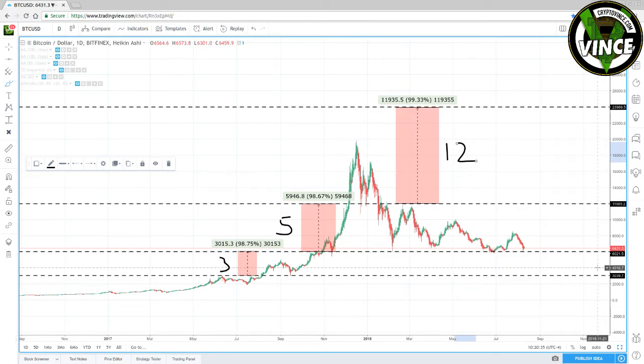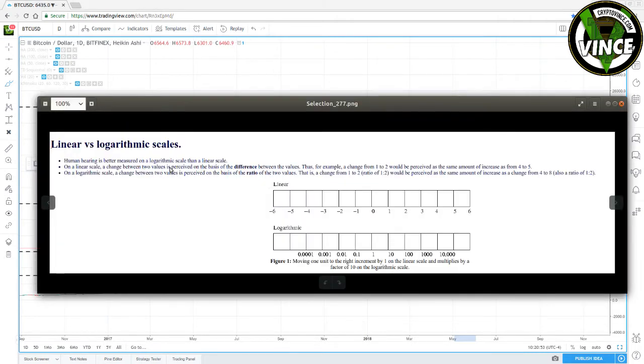Okay. So this is why the spaces that you see here are way bigger, okay? Because the linear scale, going by the picture here, is perceived on the basis of the difference of the values, okay? While the logarithmic scale is not the difference between the values, but a ratio.